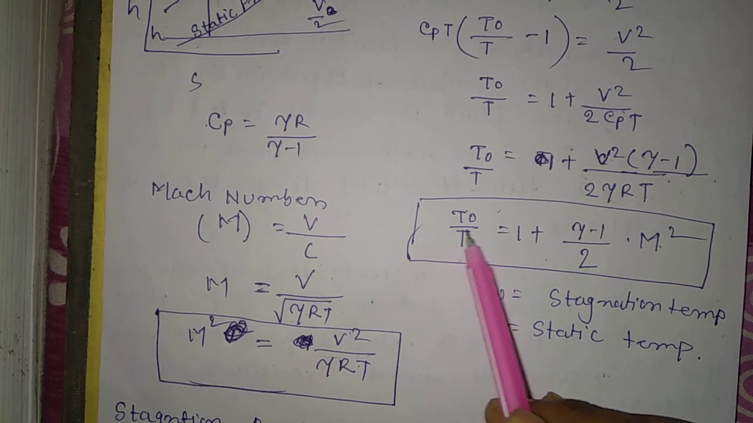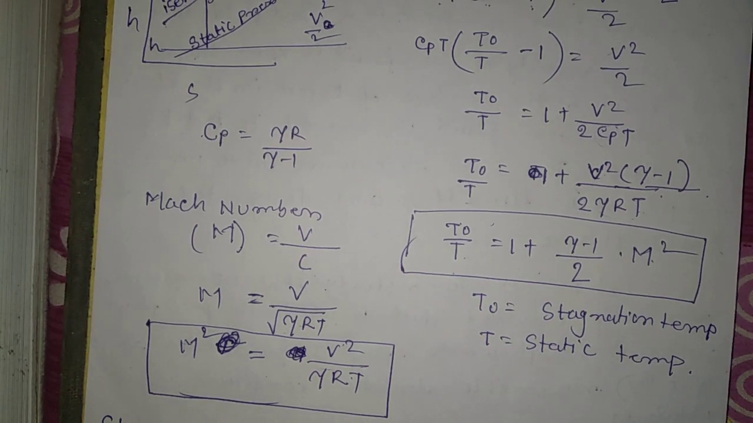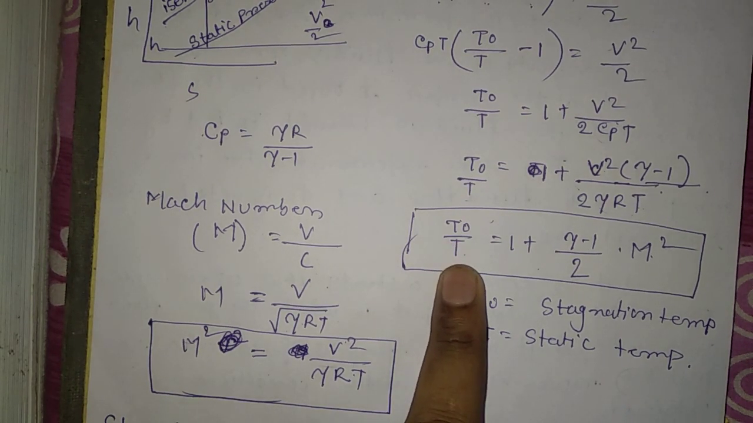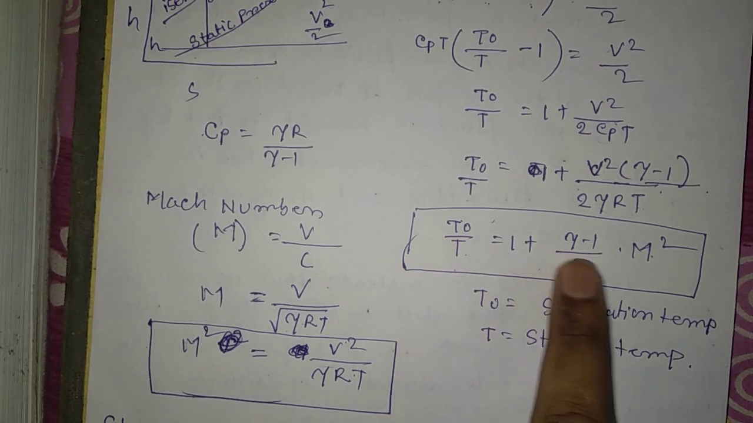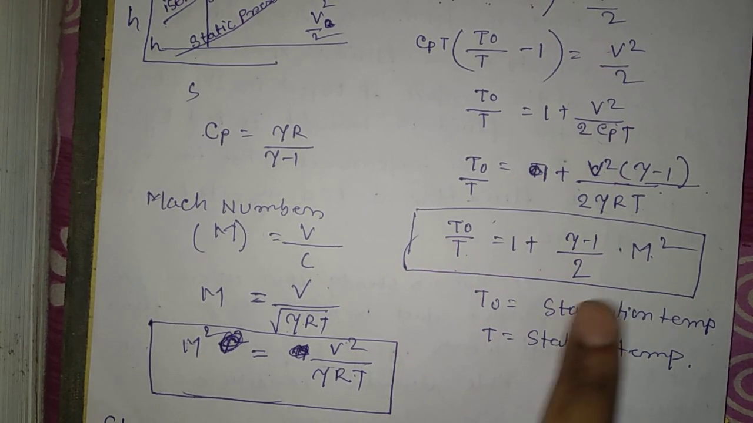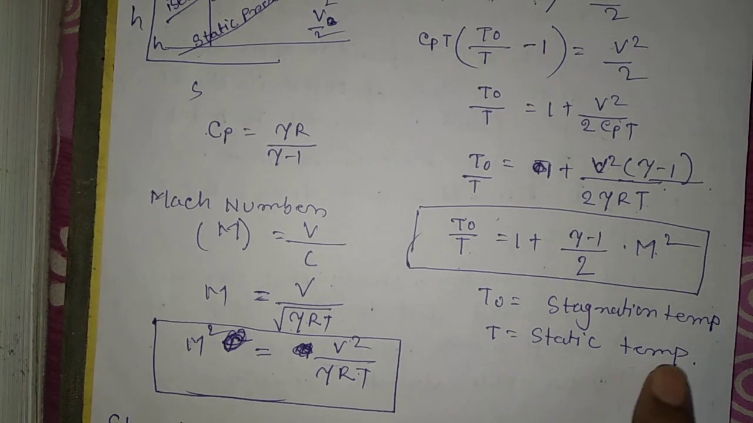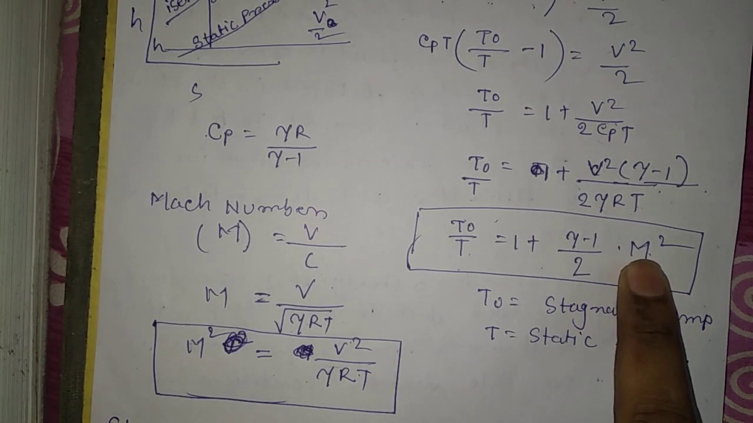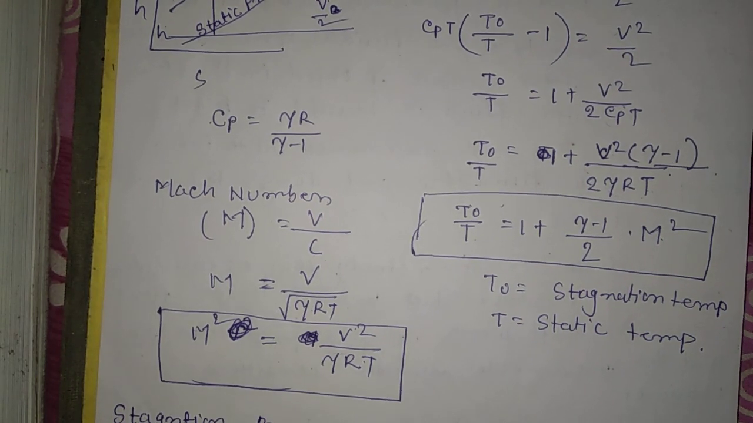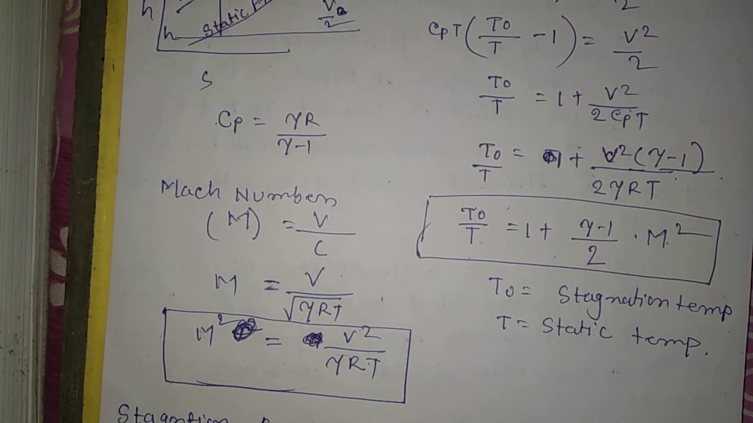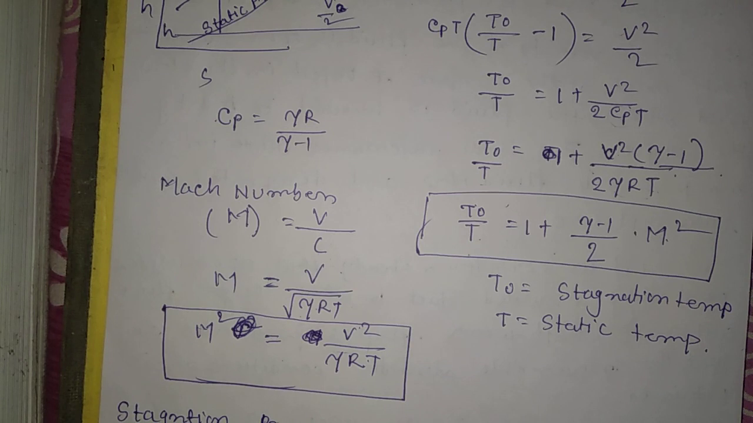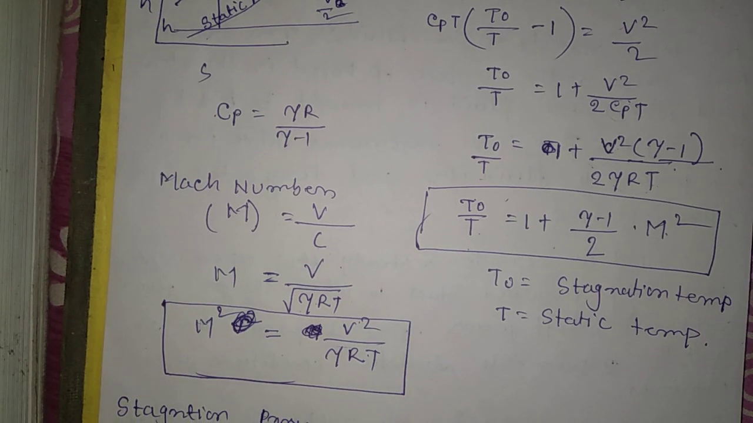So the relationship between the stagnation temperature and the Mach number, a very important relationship, is T0 by T is equal to 1 plus gamma minus 1 by 2 into M square, where T0 is the stagnation temperature, T is your static temperature, and M is your Mach number. So this is the relationship: T0 by T is equal to 1 plus gamma minus 1 by 2 into M square.